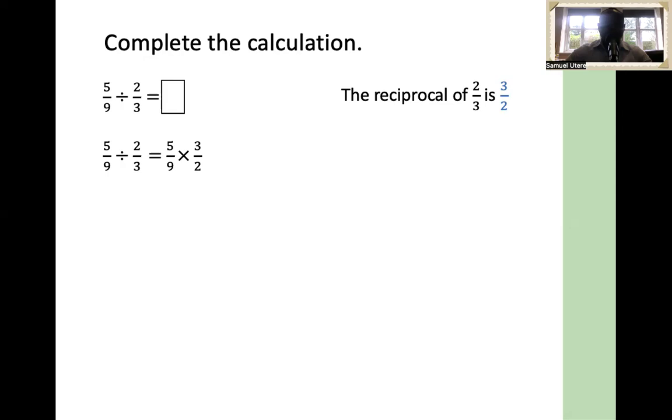We'll simply do 5 times 3 and 9 times 2. And that becomes 15 over 18, which we can simplify by dividing by the highest common factor, which is 3. So 15 divided by 3 is 5, and 18 divided by 3 is 6. So our answer becomes 5/6. What about this one?